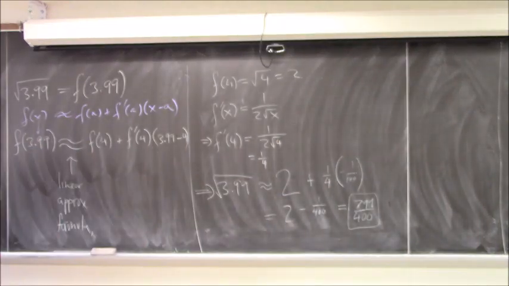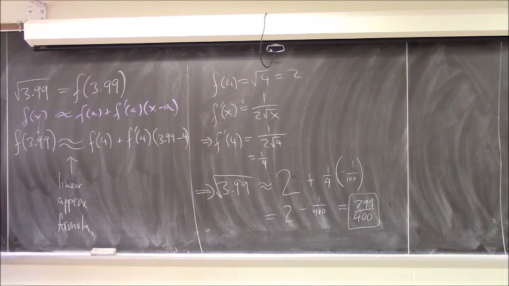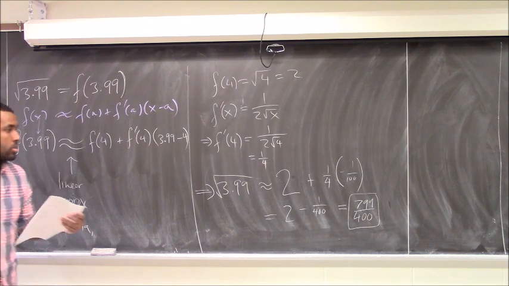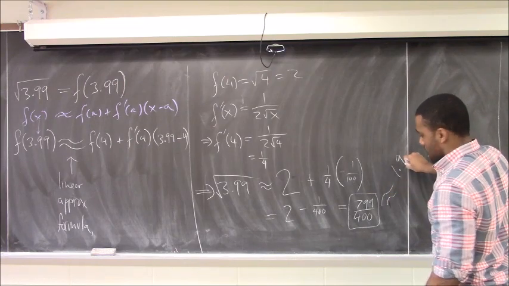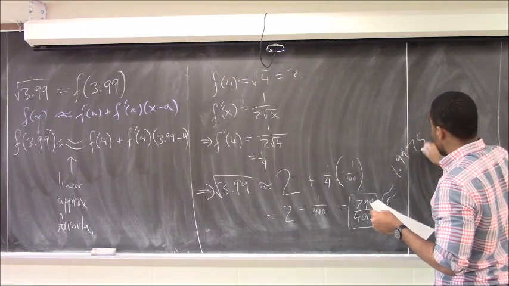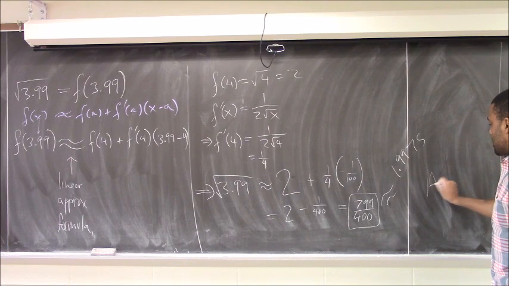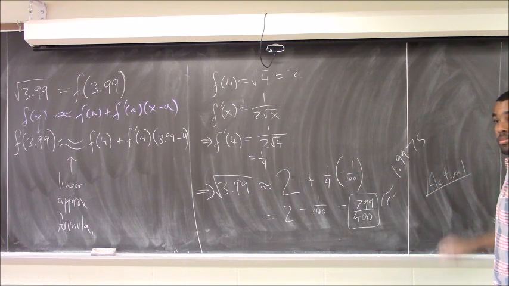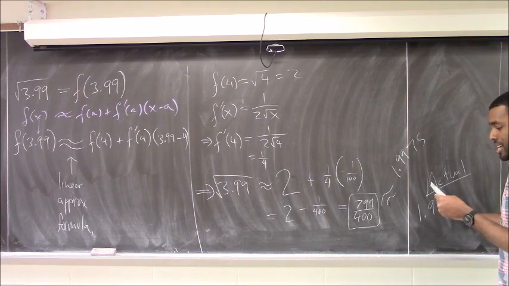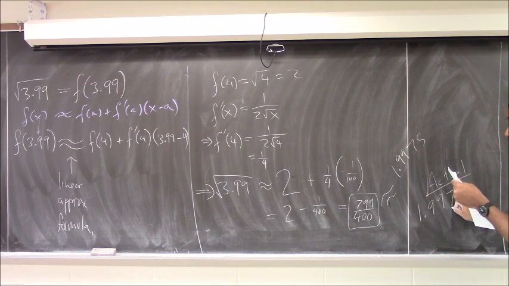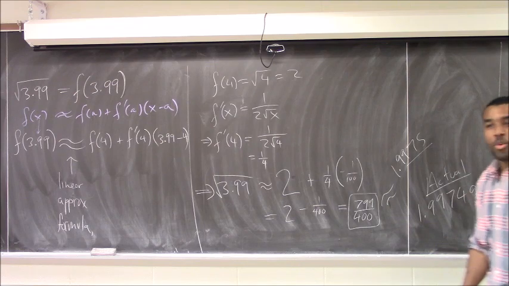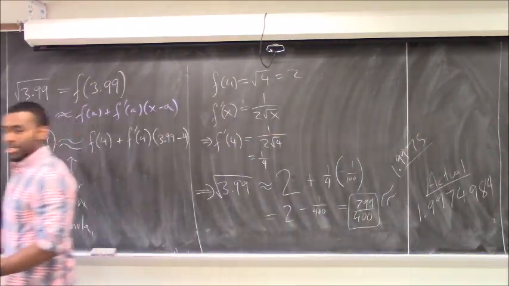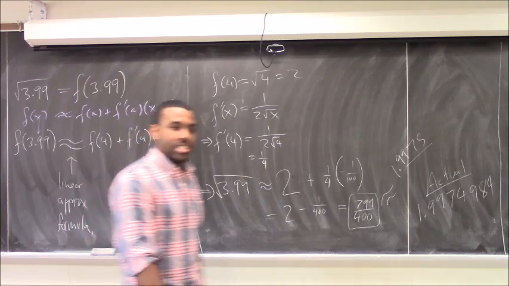What is that actually? By the way, this guy is 1.9975. You know what the actual answer is? It's actually 1.99749... Now I did that without a calculator, and I was right up to like 4 decimal places rounded. Right? So that kind of tells you how good a tangent line approximation can be.